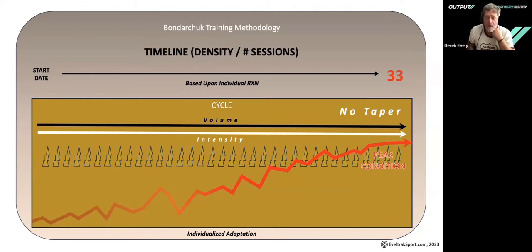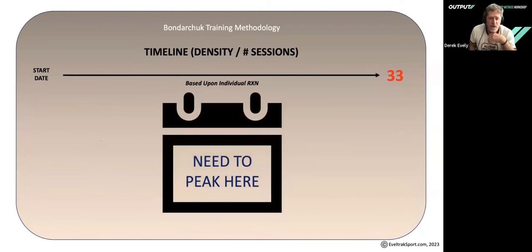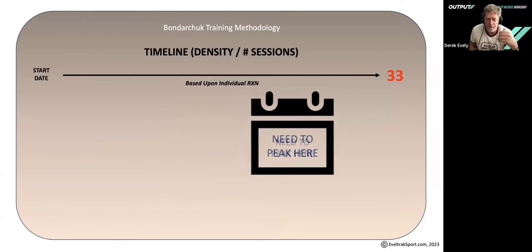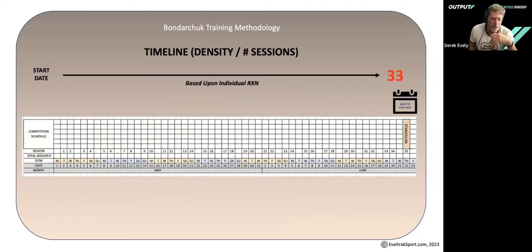So, okay, there's no taper. The athlete peaks in condition, doing the same thing, 33 sessions in our example. So how do we peak them then? How do we time it? What's the periodization like? It's really quite simple. You find out when you want them to peak. Let's say it's a date. You need to peak here. And then what you do is you just line that up with your calendar.